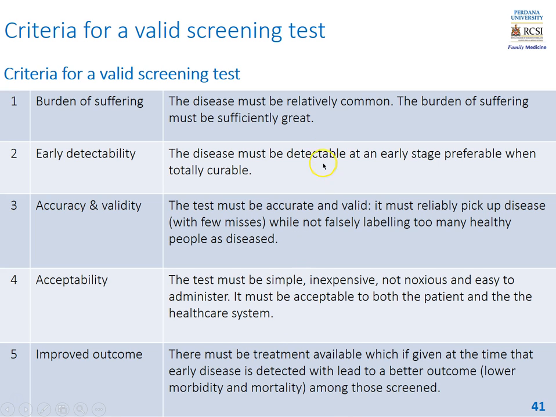First of all, these are the criteria for a valid screening test. The disease should be relatively common, therefore the burden of suffering should be relatively great. It should be early detectable and should ideally then be totally curable as a result. The test itself should be accurate and valid. It must have few false positives and few false negatives. The test must be acceptable also to the population. So, for example, a blood test, a breath test is quite acceptable, but something more profound like a lung biopsy or renal biopsy would not be applicable as a screening test. And there must be demonstrable evidence that outcome is improved by screening early.